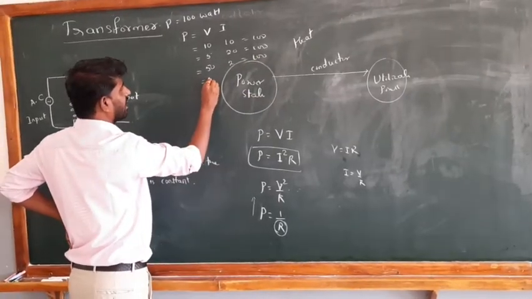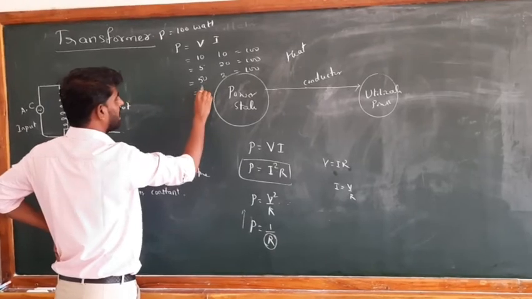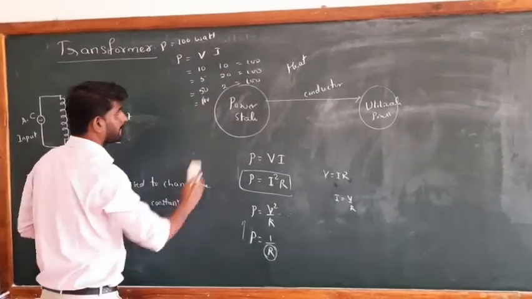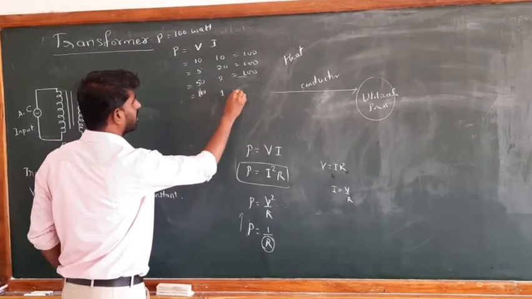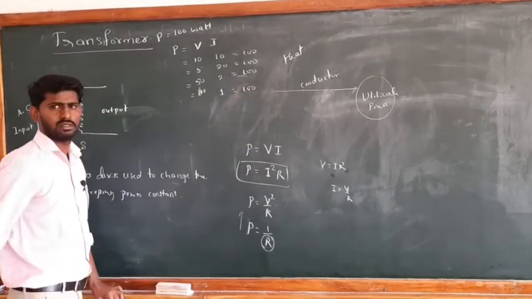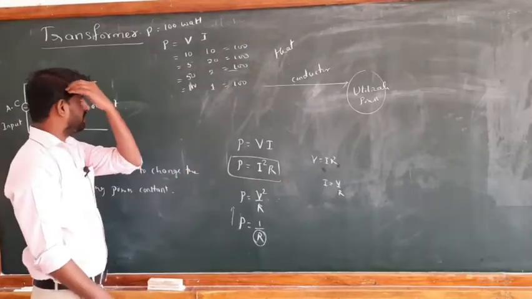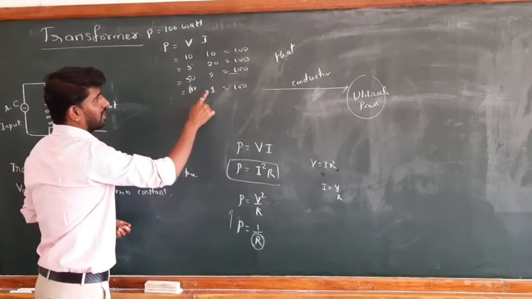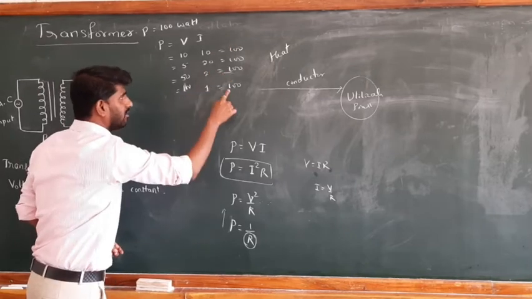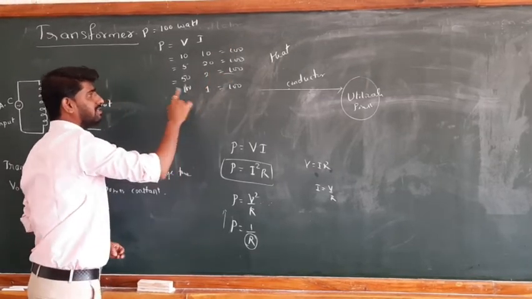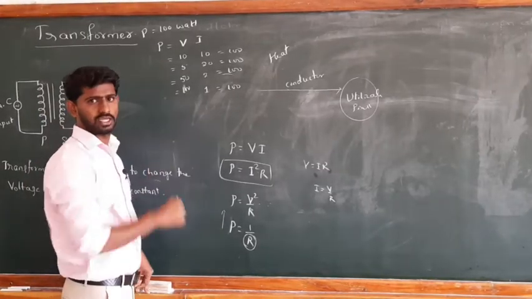I can write this as 100, and here it is 1. Here it is 100 volt and 1 ampere. Again you get 100 watt of power. So in all the cases the power is the same constant. But here the voltage is more and the current is less. Like this you can send the same power by minimizing the current and maximizing the voltage, reducing the current and increasing the voltage.